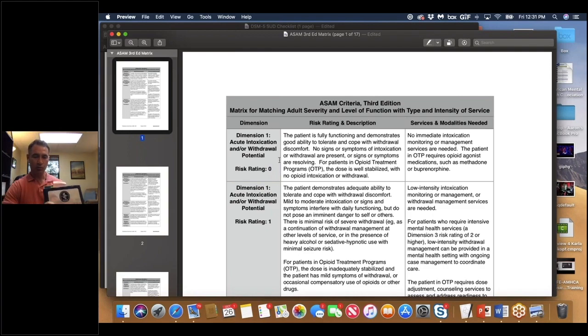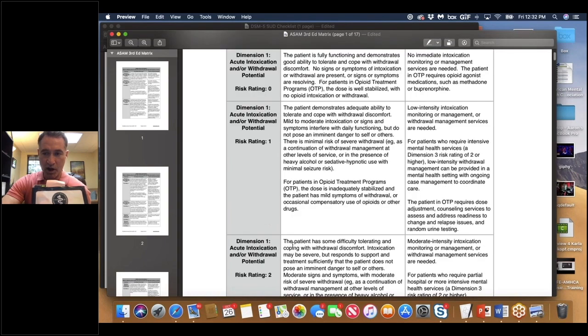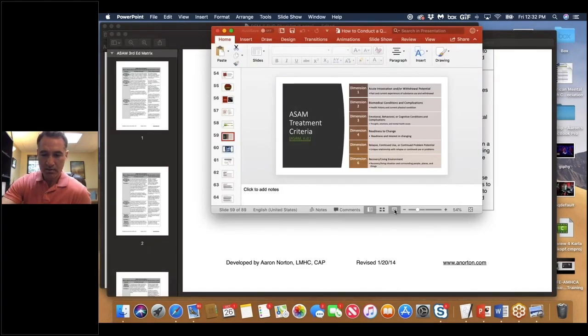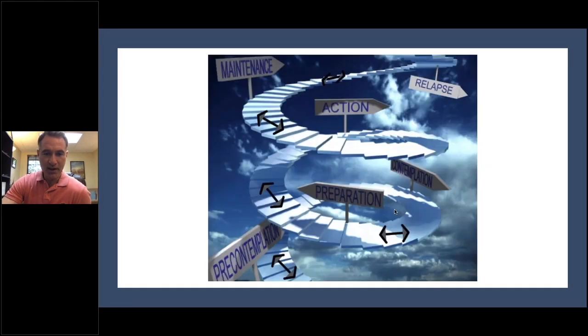So for dimension 1, acute intoxication and or withdrawal, a risk rating of 0 means you're saying they don't have any withdrawal issues that would warrant any need for special assistance. But as you move up the risk ratings, you'll see that the description of what's going on with the client changes and that their needs therefore change. And this will help you determine what kind of treatment they may need. So I really find that helpful.